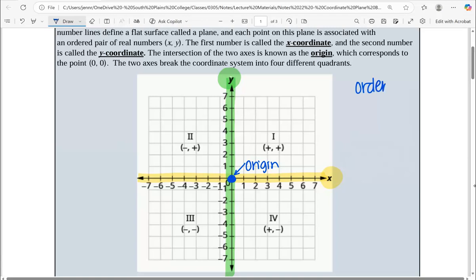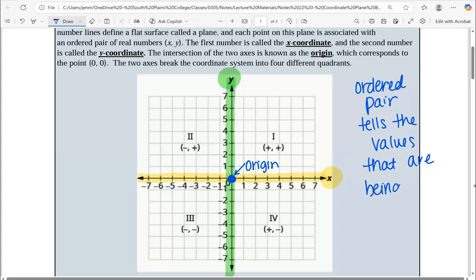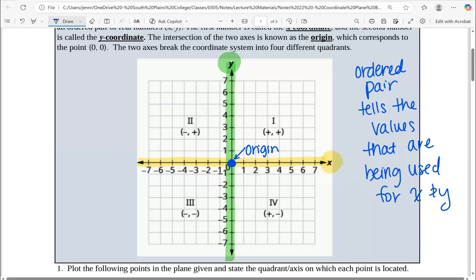So let's talk about something called an ordered pair. An ordered pair just tells me the values that are being used for x and y. Remember, x and y are just placeholders for specific numbers. So an ordered pair starts with a parentheses. It puts a number in the first spot, which gives me the x value, a number in the second spot, which gives me the y value.